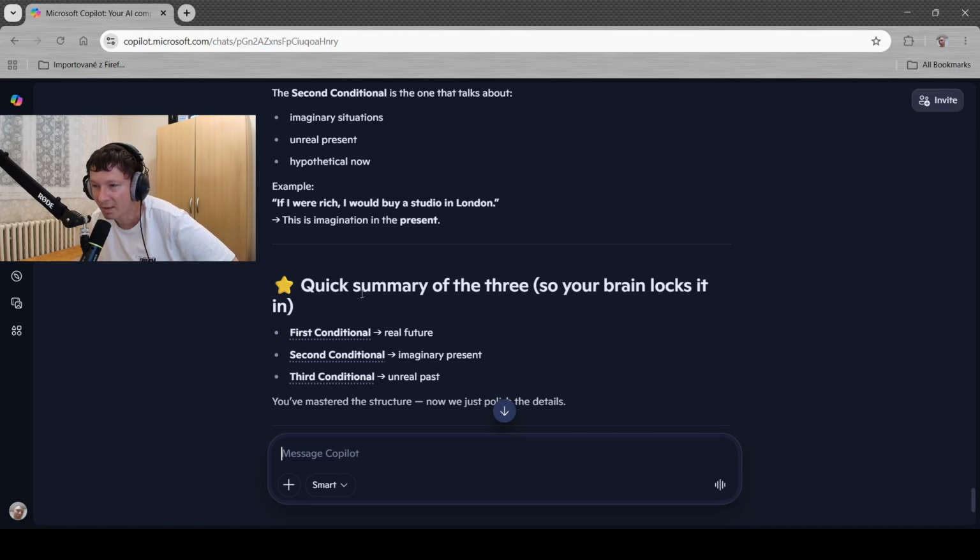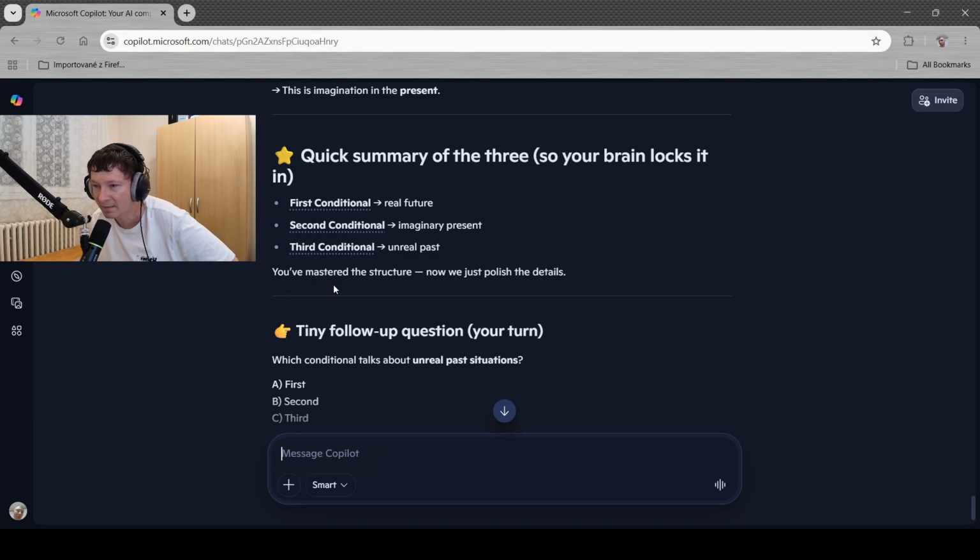Quick summary of the three, so your brain locks it in. First conditional: real future. Second conditional: imaginary present. Third conditional: unreal past. You master the structure. Now we just polish the detail.